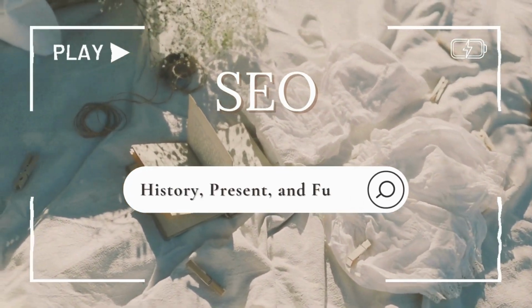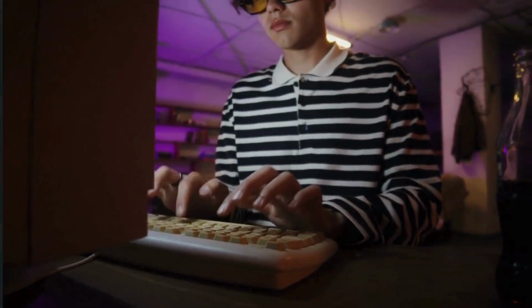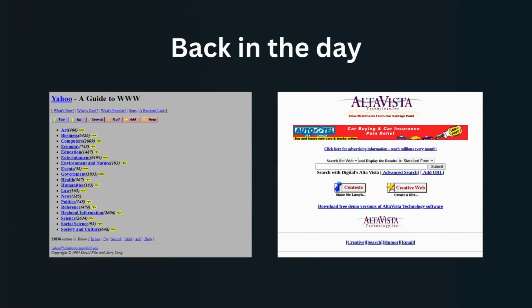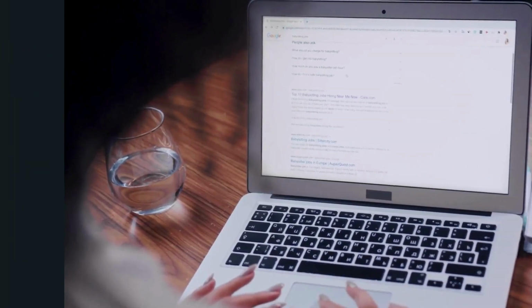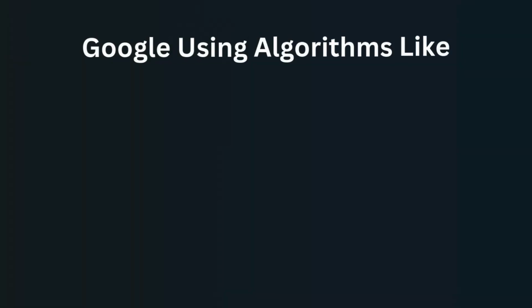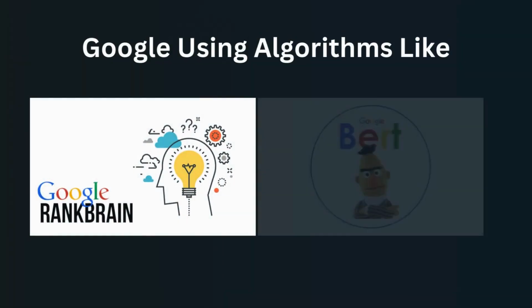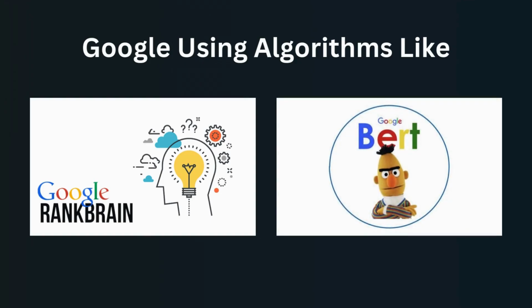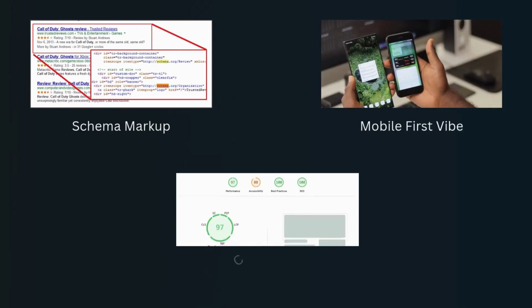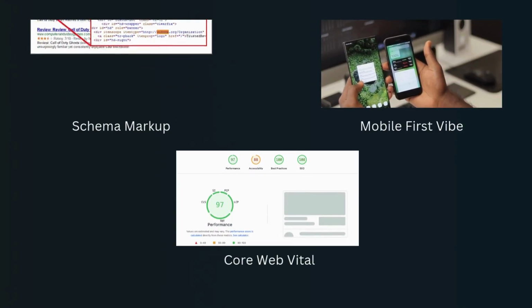Search engine optimization, or SEO, it's been in the mix since way back in the late 90s. Back in the day, search engines like Yahoo and AltaVista were all about keywords. People were cramming keywords, heading text, and pulling all sorts of spammy moves. But, hey, today, SEO's got brains. Google's using algorithms like RankBrain and BERT to get the gist, not just the words. Schema markup, mobile first vibes, and core web vitals are where it's at.